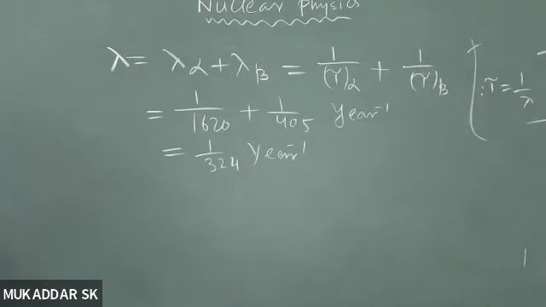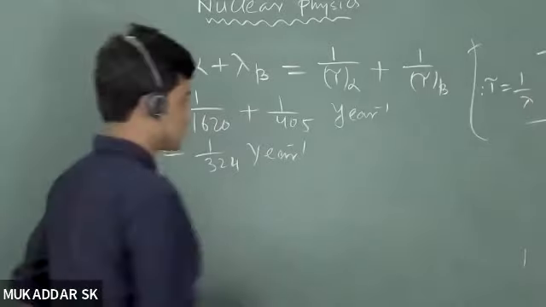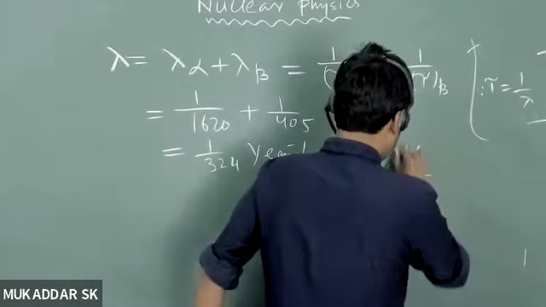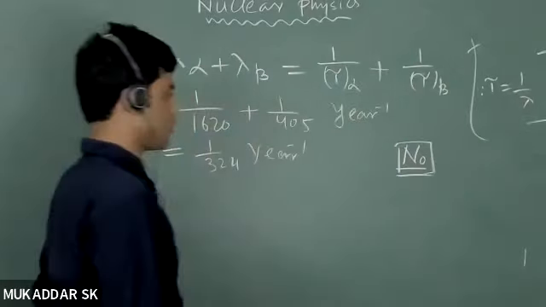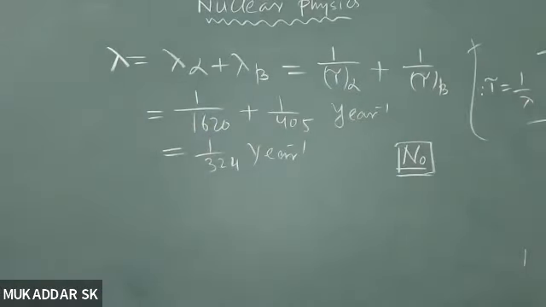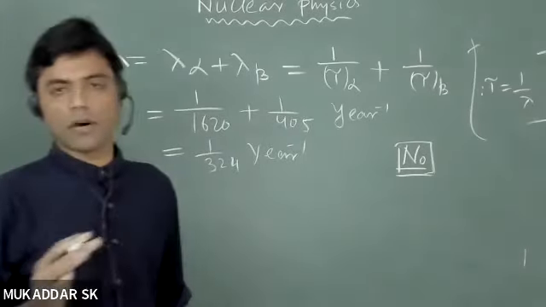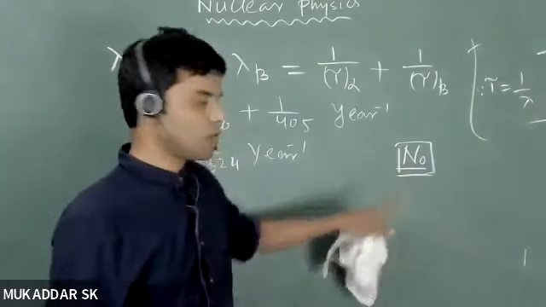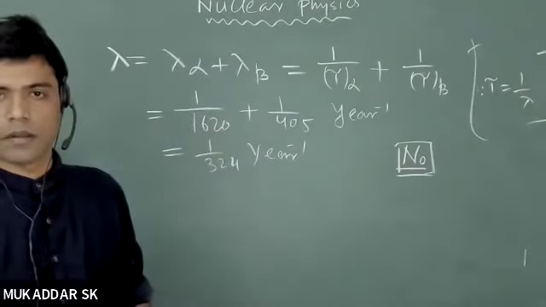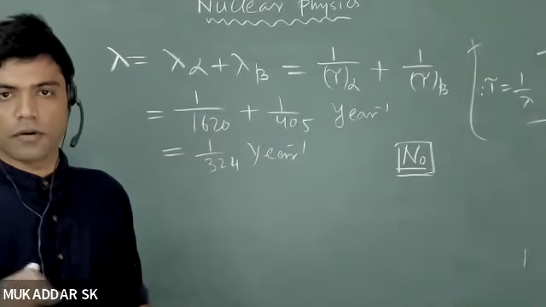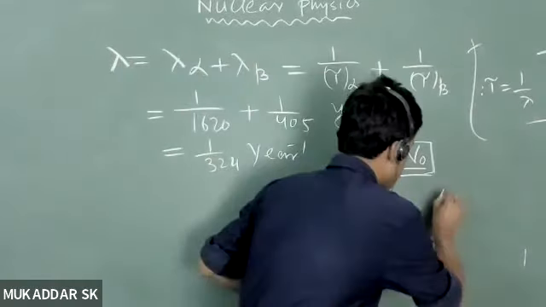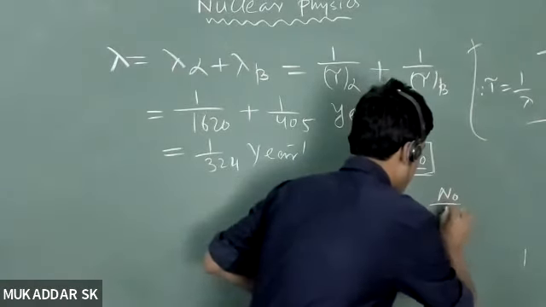So 3/4 of the sample will be decayed means what? Suppose initially you have N naught number of nuclei. If 3/4 of the sample is decayed, it means 3N naught by 4 will be decayed. So the number of undecayed nuclei will be how much? N naught by 4.